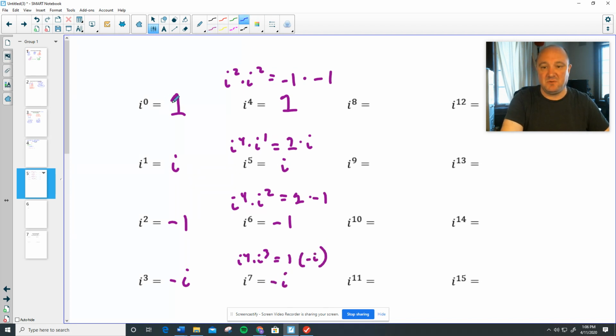What are we noticing? Well, i to the 0 is the same as i to the 4th. i to the 1st is the same as i to the 5th. i to the 2nd is the same as i to the 6th. i to the 3rd is the same as i to the 7th. And this pattern is going to continue. i to the 8th equals i to the 4th times i to the 4th. But that's just 1 times 1, so this equals 1. If we multiply this out, this would be i. This would be -1. This would be -i.